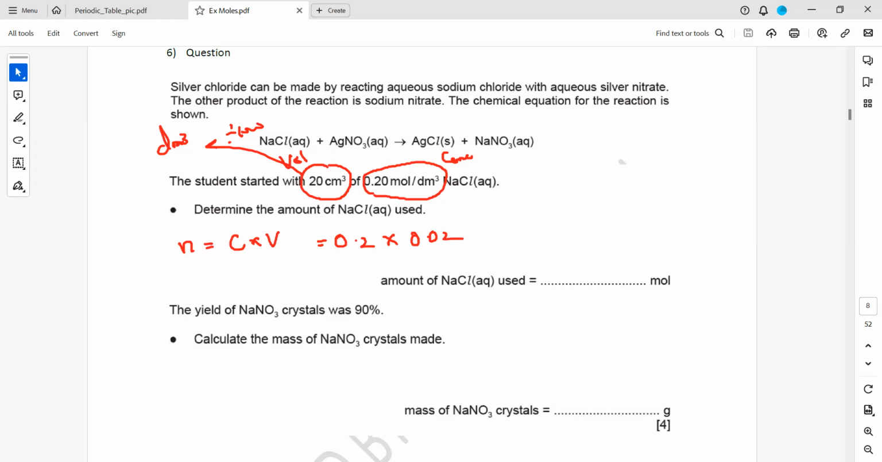So when you multiply them, the final answer will be 0.004. Centimeter cube, we have to convert into dm cube by dividing by 1000. So 0.004 moles will be there. Is the first part clear?